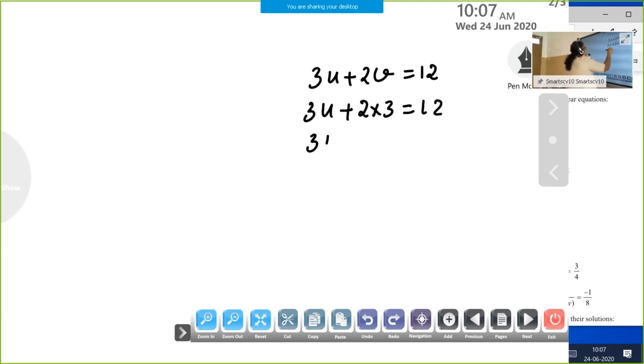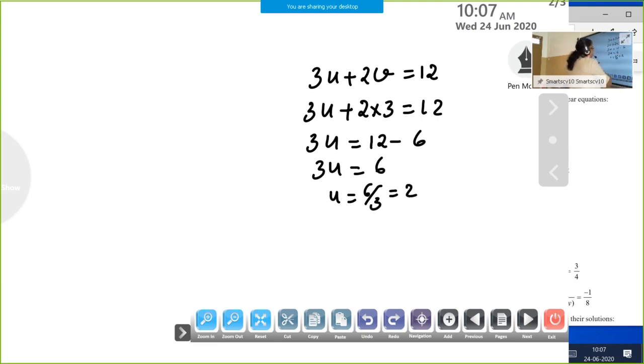That is 3u is equal to 12 minus 6. That is 3u is equal to 12 minus 6 is 6. u equal to 6 by 3, that is equal to 2. Here v is equal to 3 and u is equal to 2. Then what is u? u is equal to 1 by x, that is equal to 2.